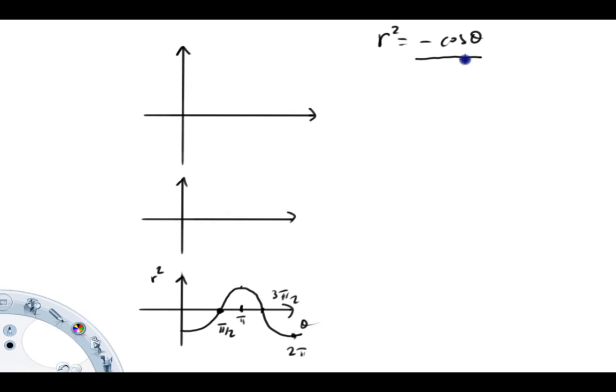And it's important to realize that r is a distance, it's positive. So r squared equals minus cosine theta is not defined in this region or this region. We're only going to get a graph where r squared is positive. So I'm going to go back to my graph here and just throw that out, because r squared has to give a positive value. Right, now, next, our graph of r against theta.